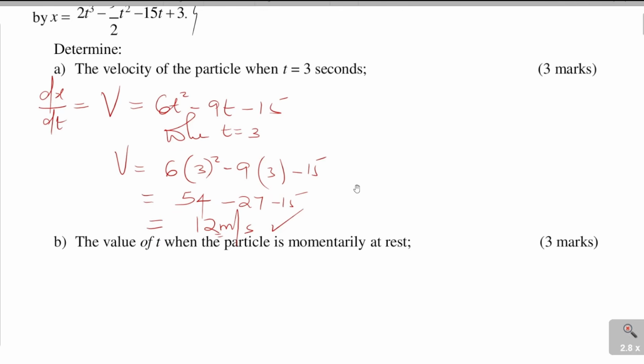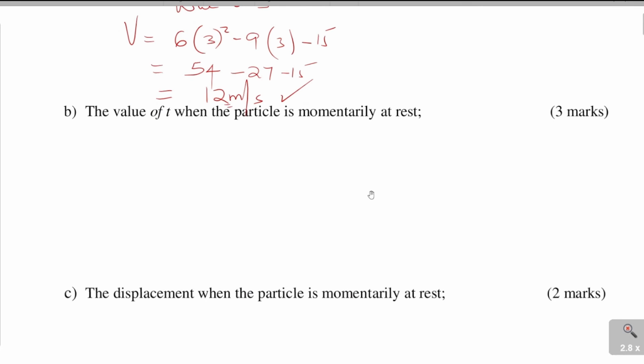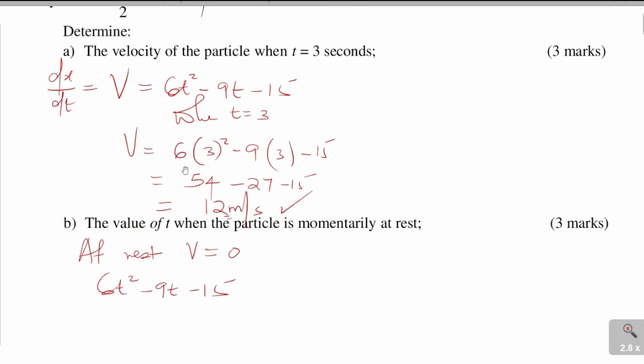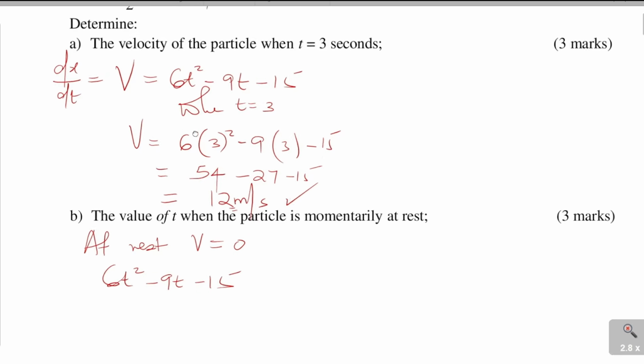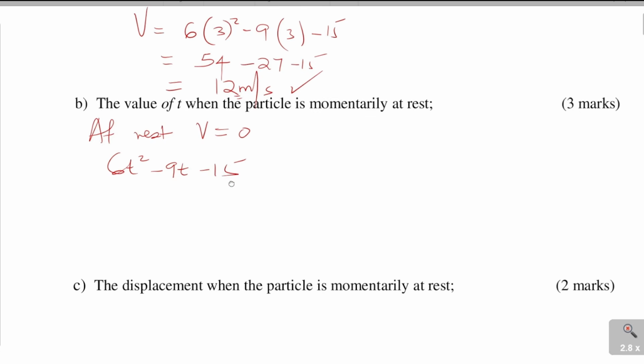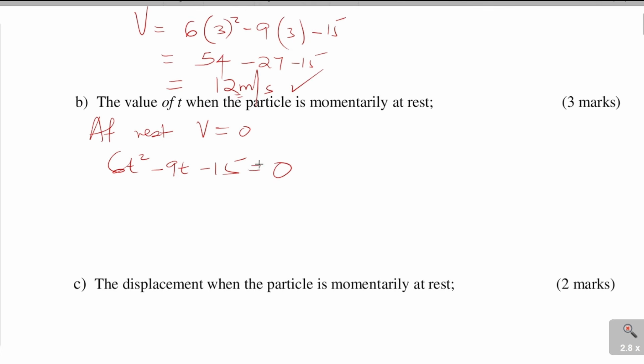Part B, the value of t when the particle is momentarily at rest. So one thing that you're supposed to know, when the particle is momentarily at rest, velocity at that point is 0. We got velocity as 6t squared, subtract 9t, subtract 15. From the previous part, we have that expression for velocity. So this one, when the particle is at rest, is supposed to be equated to 0.